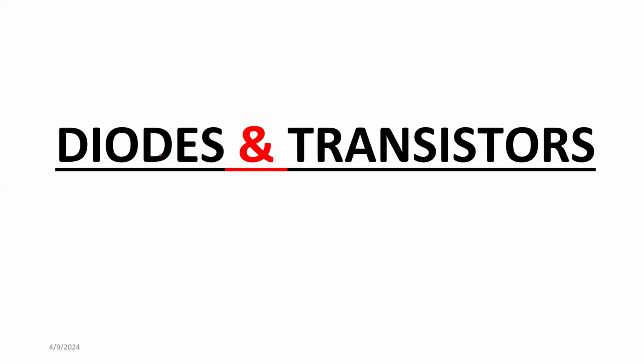Today we are going to deal with electronics parts: diodes and transistors. Diodes, in the sense, we have the ordinary PN junction diode and the Zener diode. Whereas for transistors, we have the BJT, bipolar junction transistor.